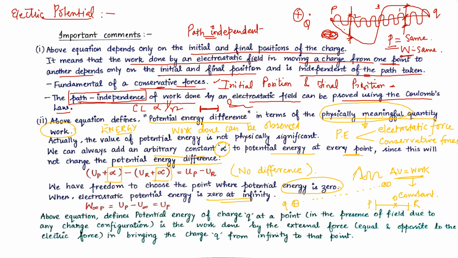So at infinity, what will be the potential energy difference? How can we give the potential energy difference? The potential energy at infinity will be denoted by U infinity, and the potential energy at P will be UP. So the work done to bring our test charge Q from infinity to point P is W infinity P equals UP minus U infinity, which gives us UP, because U infinity we can take as 0.